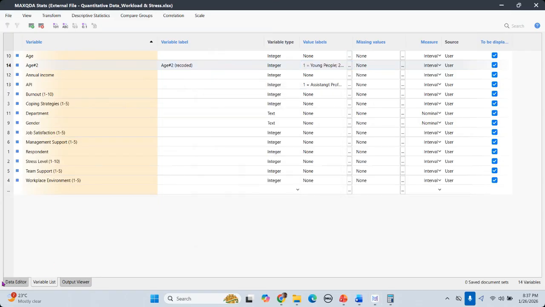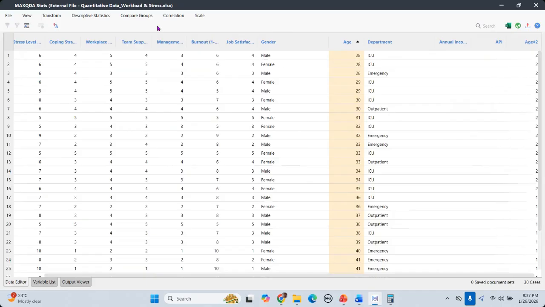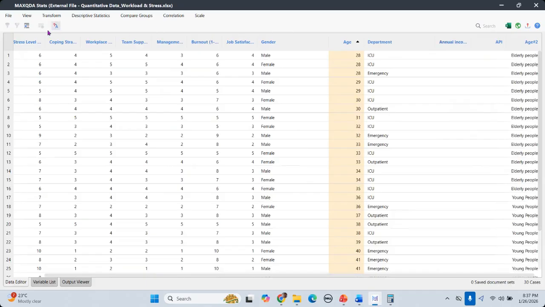Now come to the data view. See here, elderly people, young people. So you can convert by using certain data transformation techniques. That is also possible. I think the last one you were also asking about how to prepare the histogram.